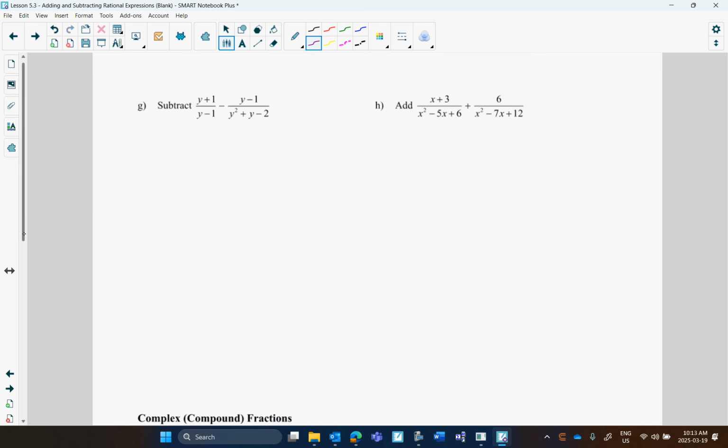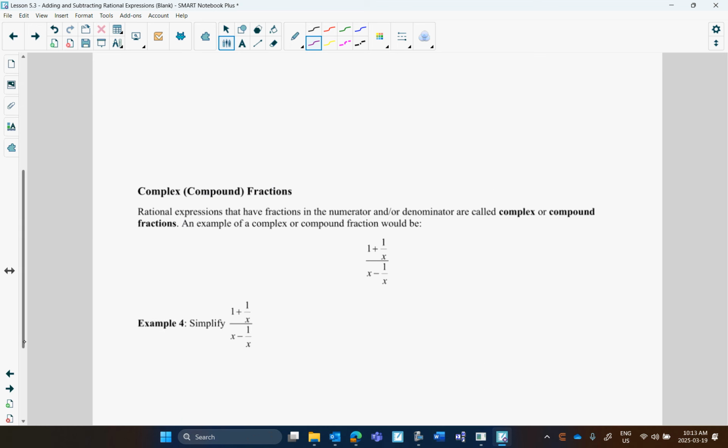I'm going to do a couple more. We're not going to worry about compound fractions, complex fractions. Okay. Let's do this one together and then I'm going to get you to try that one.